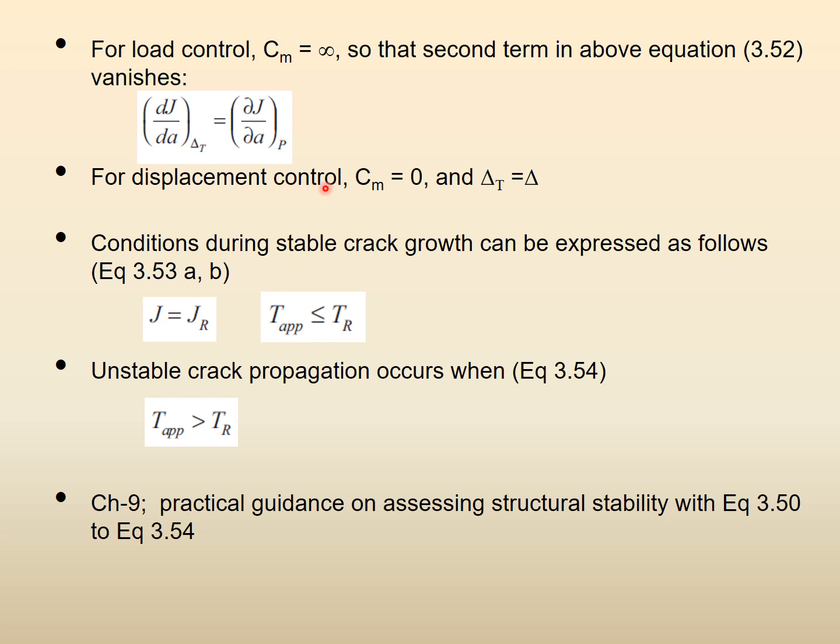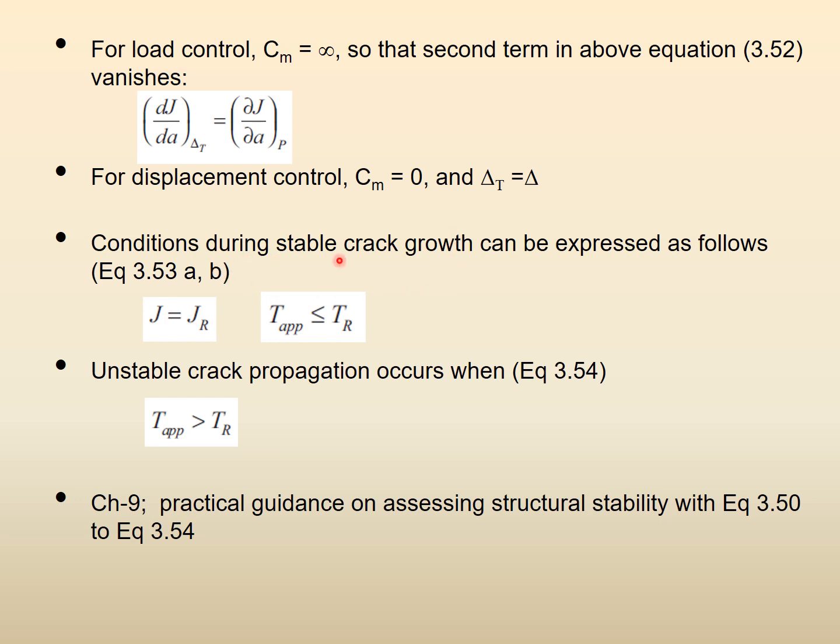For displacement control, it will be the opposite of this. C_M will be 0 for displacement control. And the delta T, if you go to the delta T equation, will become only delta. So for displacement control, C_M will be 0 and delta T will be equal to delta. And when you put these equations in the previous, then you will find dJ/dA for displacement control.